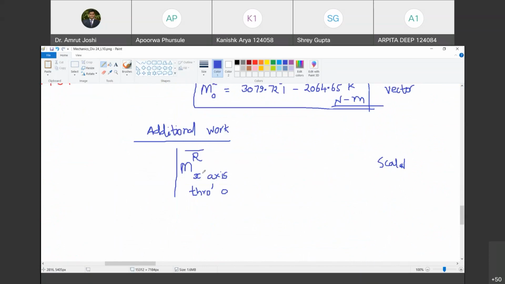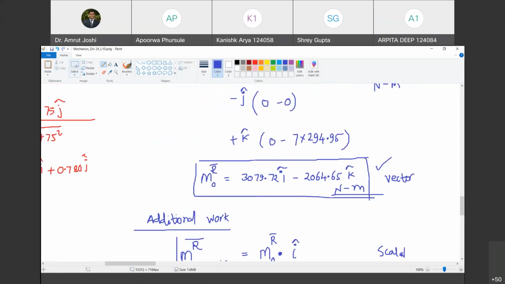Now, how do I find out moment of R bar about x-axis passing through O? So what is the unit vector along x-axis? It is i cap. We have already discussed this. What I have to do is calculate moment of R bar about O and take its dot product with the unit vector along x-axis, because I want to find out moment of R bar about x-axis passing through O. Are you with me? Yes, sir. So if I take this dot product, what is going to happen? So this quantity as it is, happy? Yes, sir.